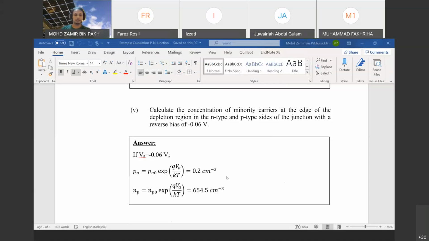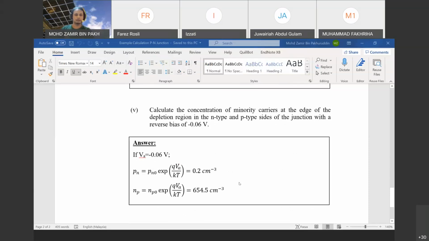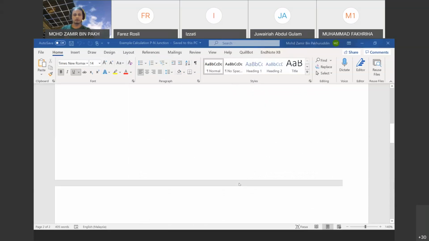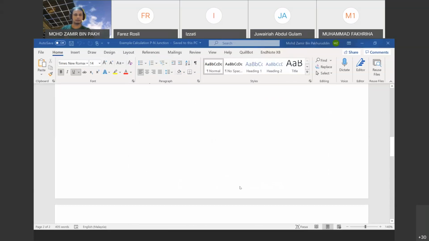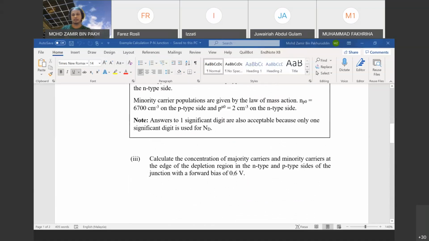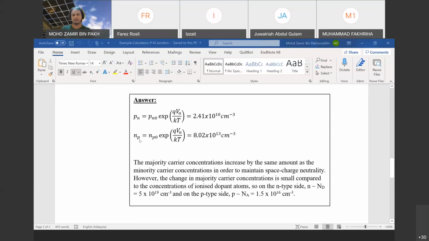So if you compare this, just to get back to what I call the fundamentals: if you apply forward bias of 0.6 volts, look at these values, Pn versus Np. Pn will increase to 2.4 times 10 to the 10, and Np will increase to 8.02 times 10 to the 13. 10 to the 10, 10 to the 13.